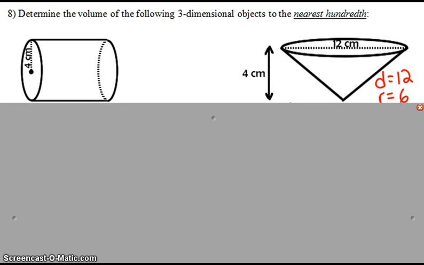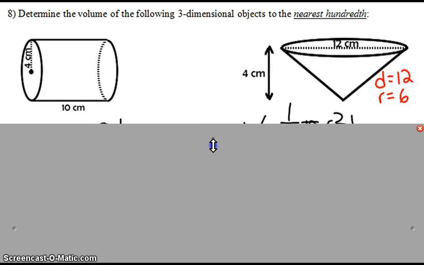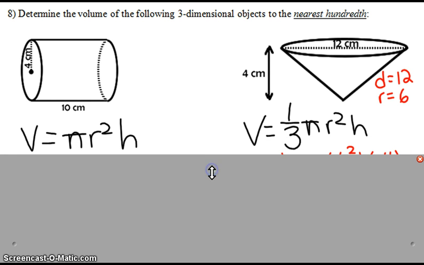Okay, so number 8 says find the volume of the following 3-dimensional objects to the nearest hundredth. The object on the left-hand side is a cylinder, and the object on the right-hand side is a cone. The first thing I want you to do is go to your reference sheet and locate the volume formula for both a cylinder and a cone. Your first step is to write those formulas.